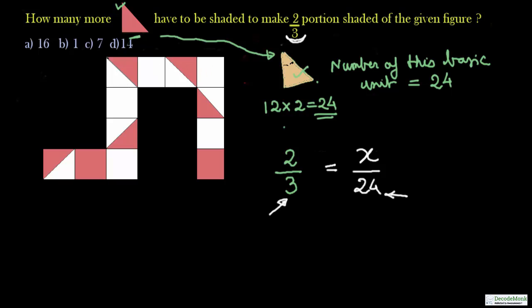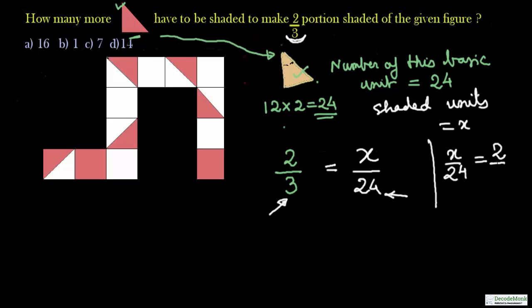I hope you have understood what I mean to say. You need to have shaded portion equal to x. Shaded units should be equal to x, and x upon 24 should be equal to 2 by 3. This is our requirement. So we need to find out this value, the total number of shaded basic units.